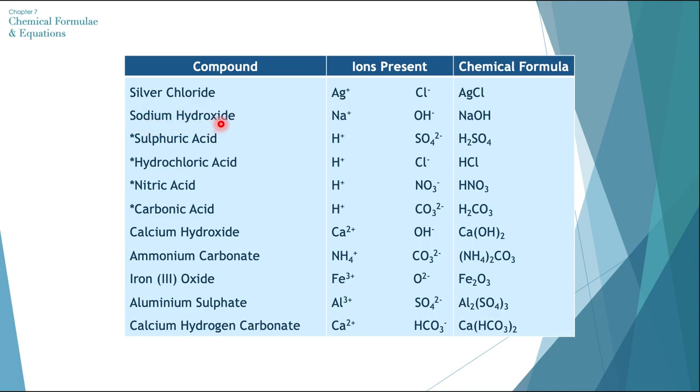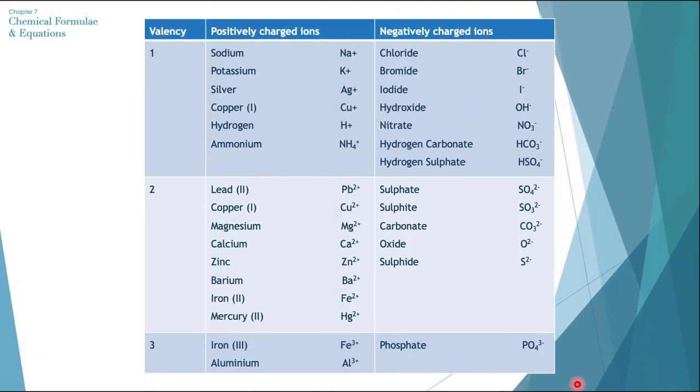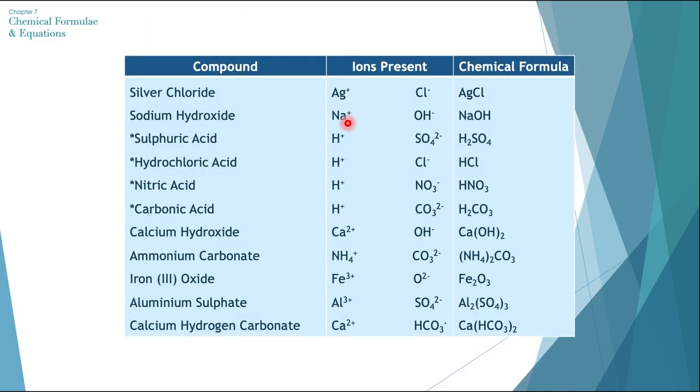Sodium hydroxide. Hydroxide again is a negatively charged ion we read in this table. Okay, should remember this table. And these sodium ion and hydroxide ions form this sodium hydroxide. Because they have single charges, they cancel each other out and they form NaOH, AgCl. Simple, right? But then we have sulfuric acid, whose chemical formula is H2SO4.